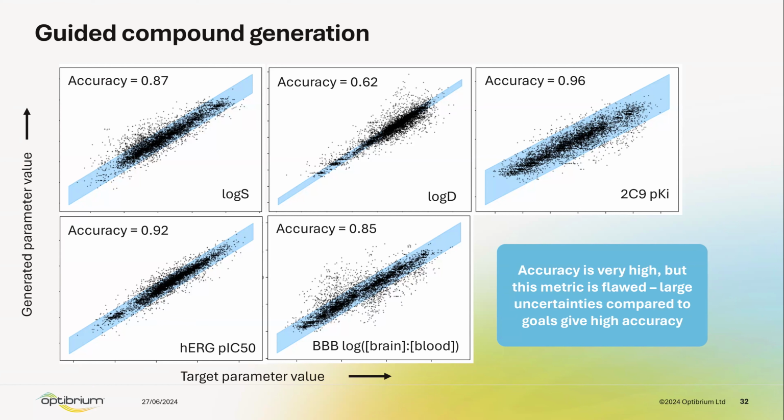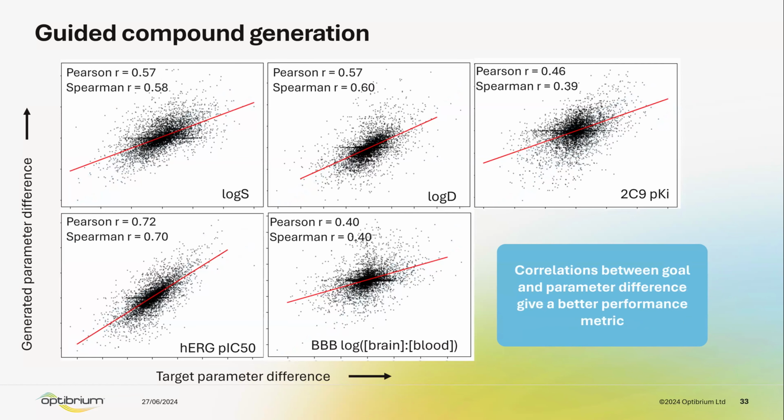The problem with this as a metric is that it scales with how uncertain you are about your parameter estimation. So if you look at the 2C9 PKI in the top right, the error bar on that is very large, which means that the accuracy is correspondingly large because most of the points just happen to lie within that error. So we constructed a slightly more rigorous estimate here, where we're just looking at the correlation between the differences. We've asked for an increase or a decrease in a parameter, and we look at the difference between the starting parameter and the final parameter.